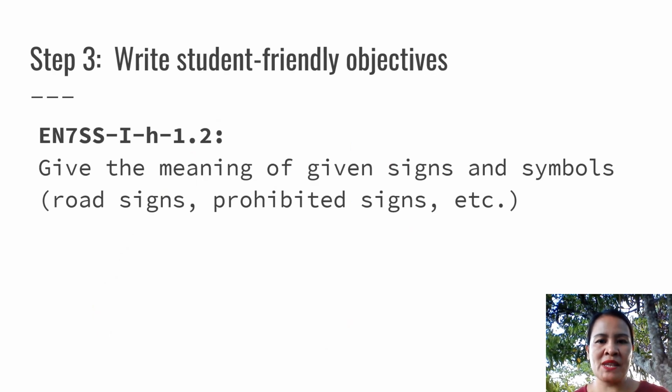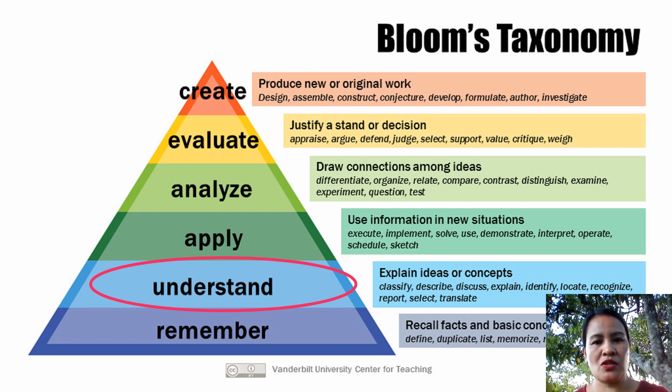So how about if the competency is found in the middle or bottom of the pyramid? For instance, from English 7, here is the competency: give the meaning of given signs and symbols. So that's road signs, prohibited signs, and others. If we look at Bloom's taxonomy, the competency falls under understand, which is the second level. So how do we write our at least three objectives if the competency is only at the second level of Bloom's taxonomy? Let's have this example.